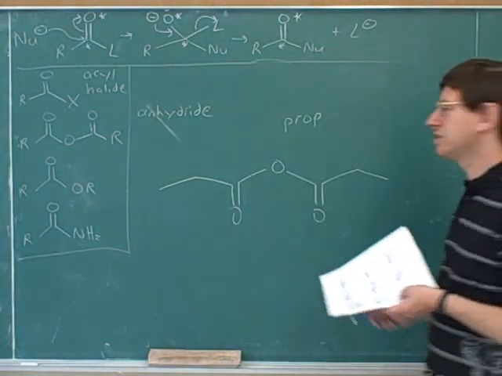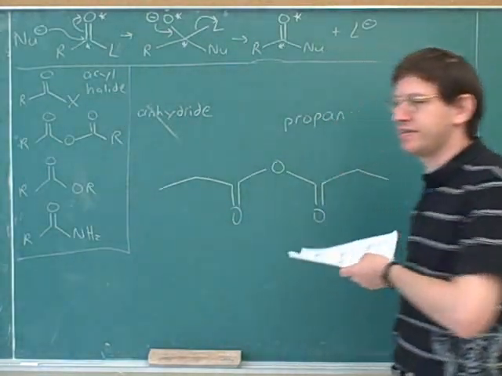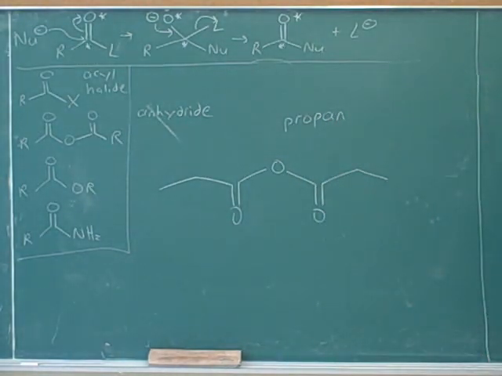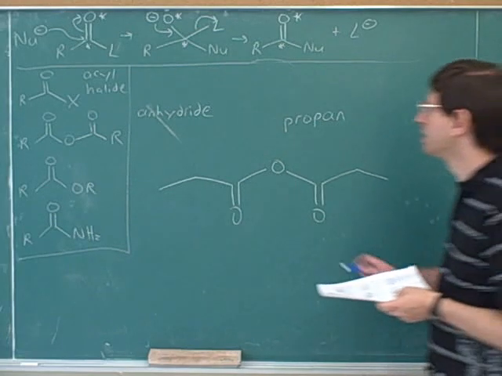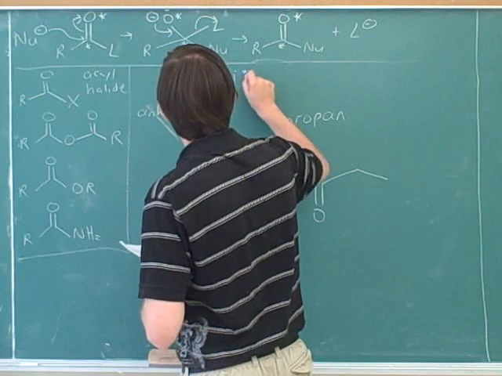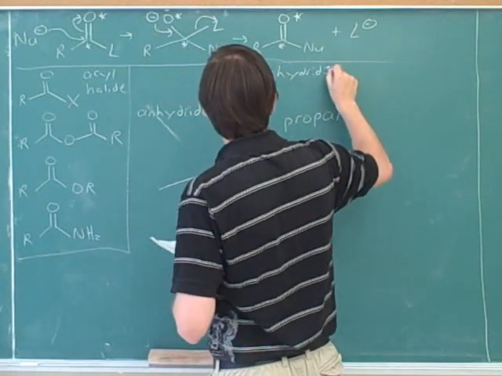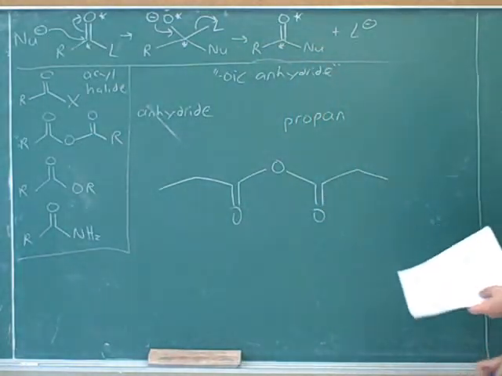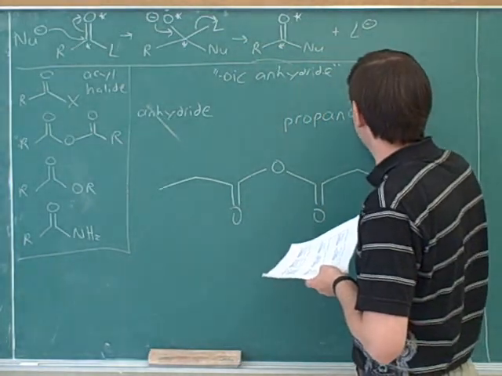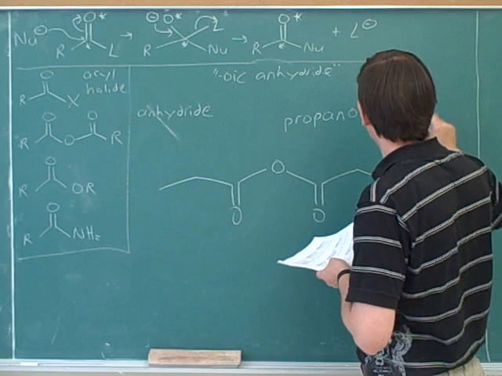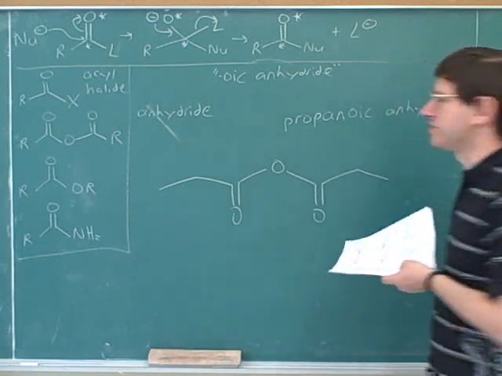There's no double bonds, so we have an "an" instead of "en" or "yn". And then we simply need to learn what the suffix is for anhydrides. It turns out that the suffix for anhydrides is "oic anhydride." There's a two-word suffix, oic anhydride. So this would be propanoic anhydride.